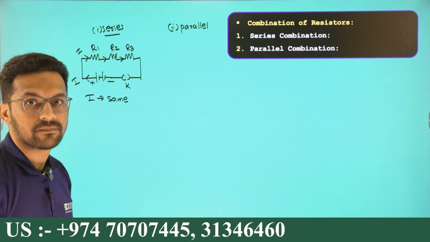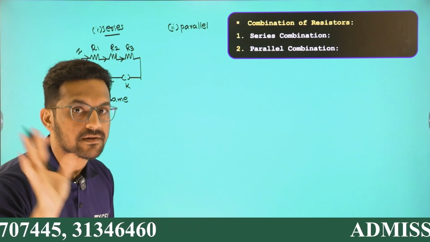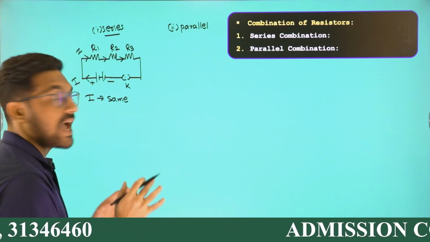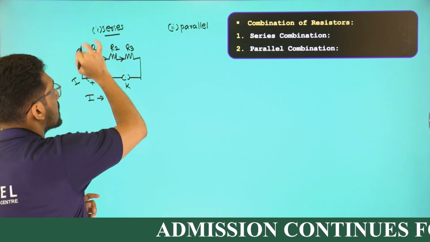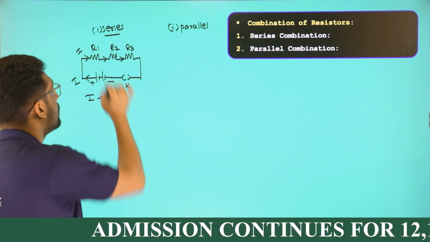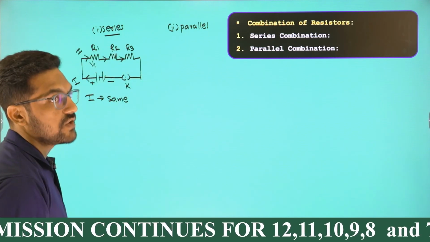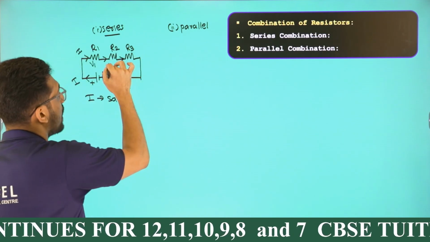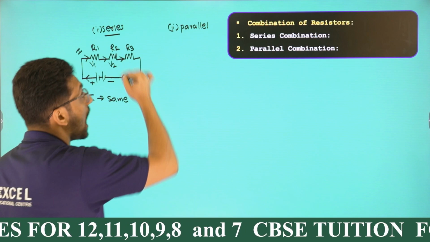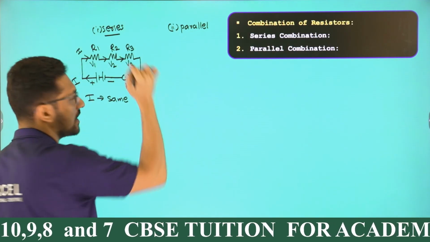What about voltage? According to Ohm's law, voltage is the product of current and resistance. So what is the value of current and resistance here? The resistance is R1, current is I. So IR1 will be the voltage across this R1. I am calling that voltage V1. Now, IR2 is another voltage. I am calling it V2. IR3 is another voltage. I am calling it V3.